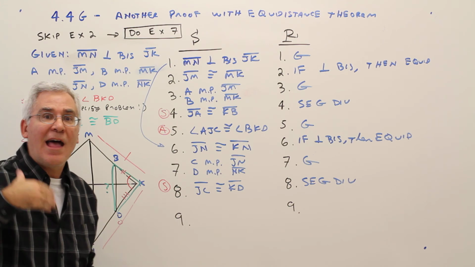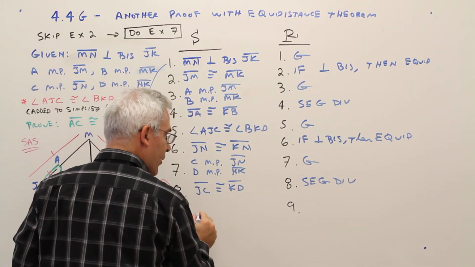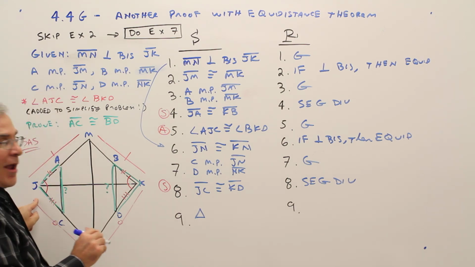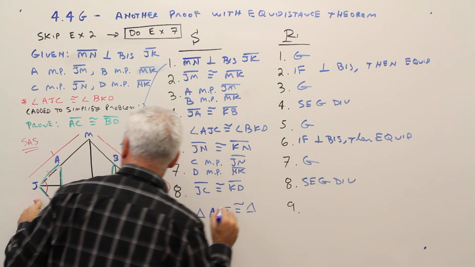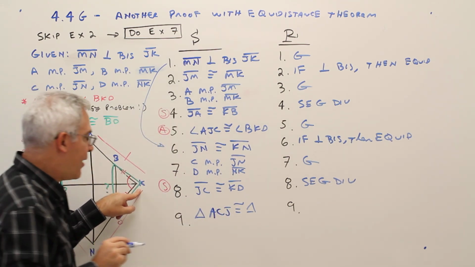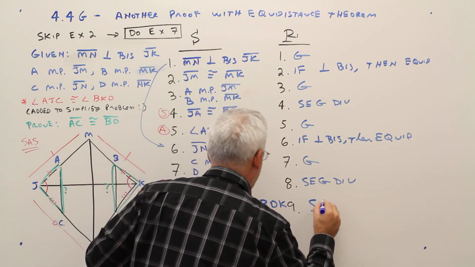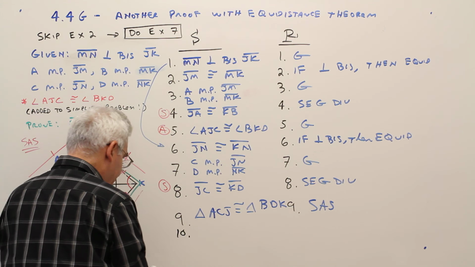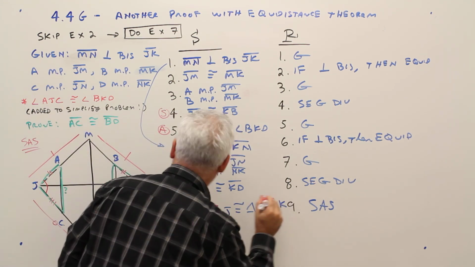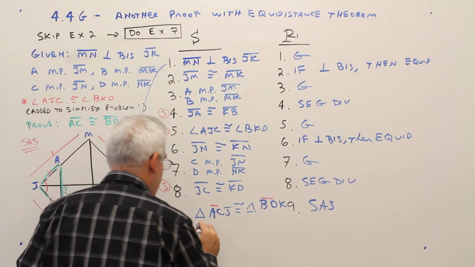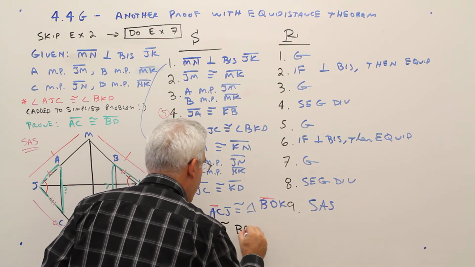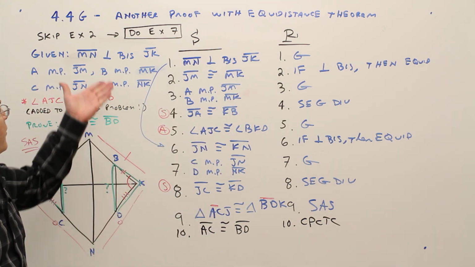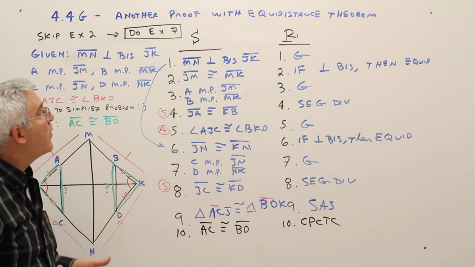So I'm going to need one more step. I'm now going to get the triangles congruent by SAS. Let's get some good ordering here. So since I'm trying to go AC, maybe I'll start triangle ACJ. Once I do that, I'm stuck with BDK. And again, that would be by SAS. And then step number 10, they wanted me to get AC. Notice, first two letters, so my ordering makes sense. So AC congruent to BD by CPCTC. Whew, that was a long one. So there you have it, how to do a more challenging proof using the equidistance theorem.